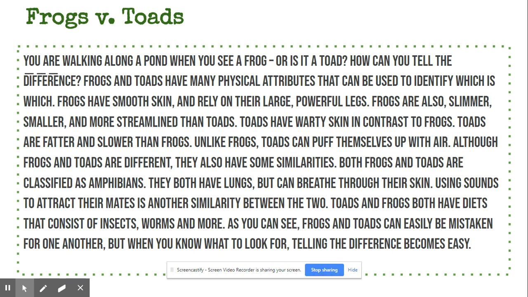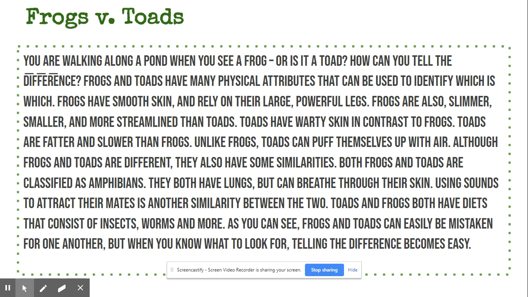Although frogs and toads are different, they also have some similarities. Both frogs and toads are classified as amphibians. They both have lungs, but can breathe through their skin. Using sounds to attract their mates is another similarity between the two. Toads and frogs both have diets that consist of insects, worms, and more. As you can see, frogs and toads can easily be mistaken for one another, but when you know what to look for, telling the difference becomes easy.